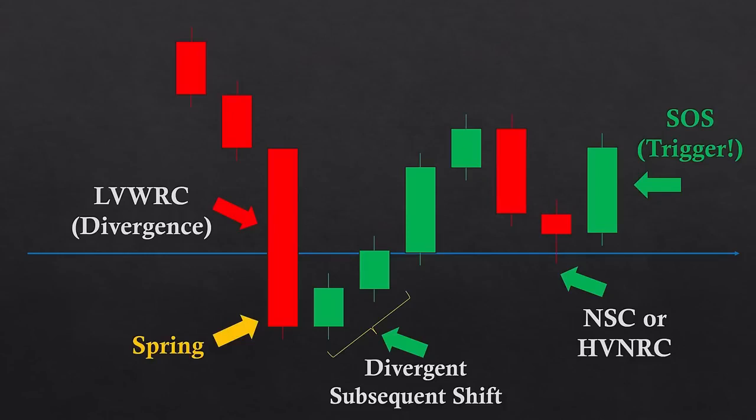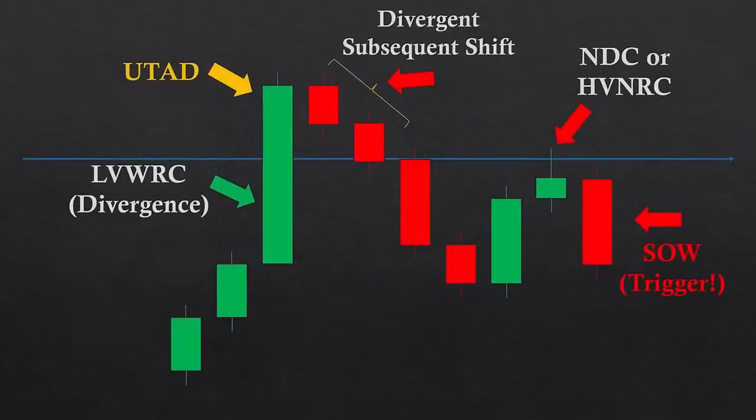In the case of a distribution, we want to see everything we have seen in the first type of trigger, meaning the wide range low volume candlestick and the divergent subsequent shift. Now we want to see price retracing to the resistance. Notice that either low volume or high volume can confirm the resistance in this case.